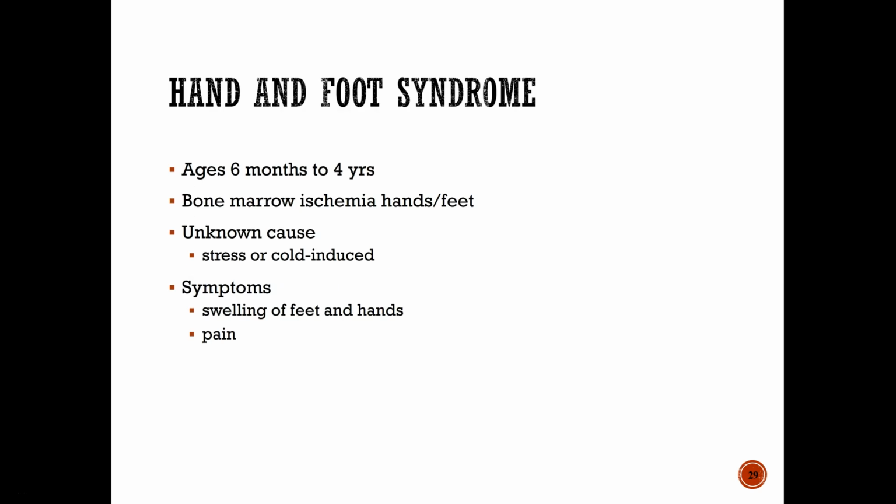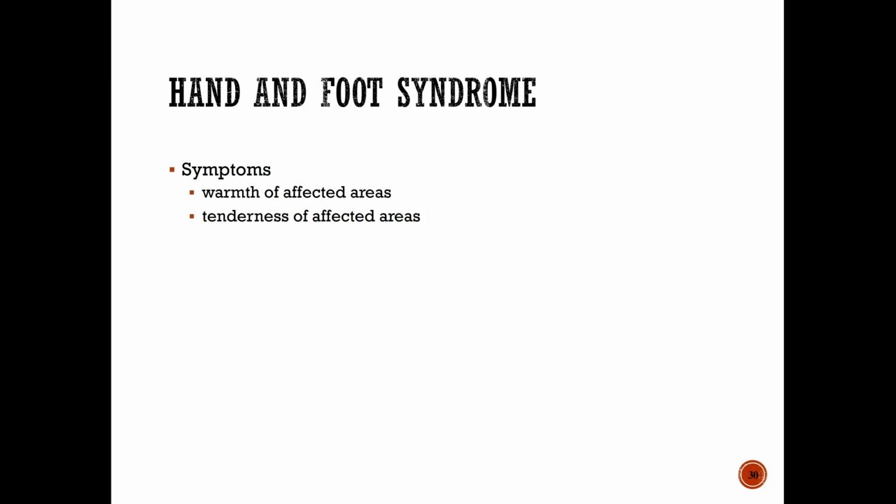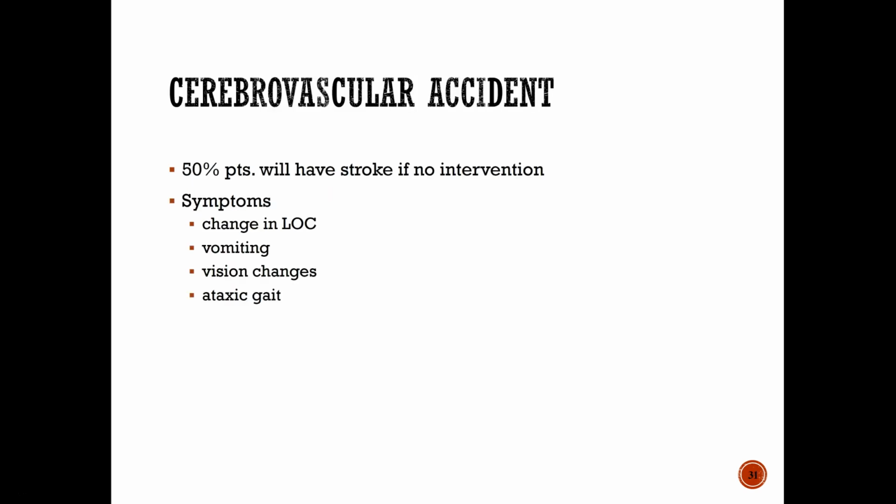Hand and foot syndrome typically occurs in ages 6 months to 4 years. It's basically bone marrow ischemia of the hands and feet. It's an unknown cause. Could be stress or it could be cold induced. The symptoms are swelling of the hands and feet, and it's going to be painful. Interestingly enough, the extremities are actually going to be warm, and they're going to be extremely tender, so pain management is important.